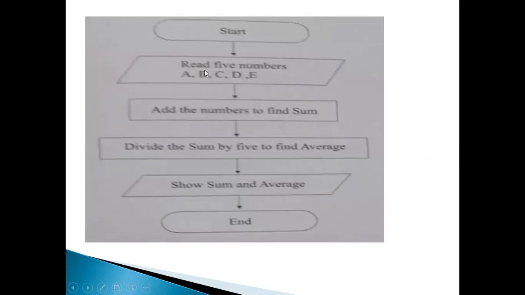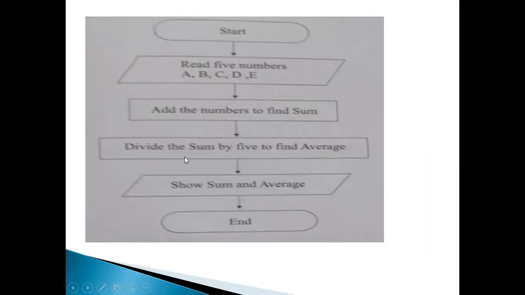You can use read instead of input. Both are acceptable. You can use either the word input or read. Read 5 numbers A, B, C, D, E. This is a parallelogram diagram. For process purpose, you have to draw a rectangle. Add the numbers to find the sum. You can write such kind of statement.